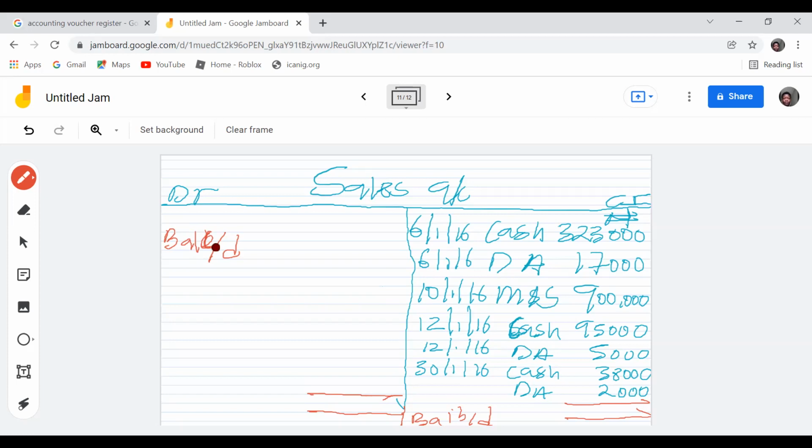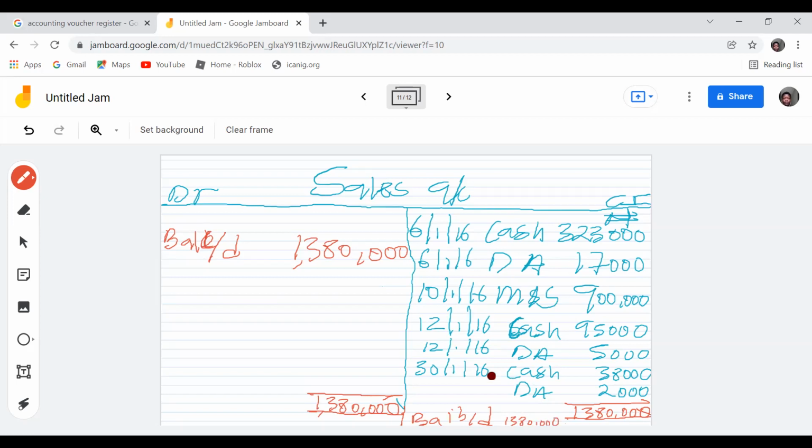Let's point our calculator. 232,000, 17,000, 900,000, 95,000, 5,000, 28, 2,000. And that will give us the total. We are also going to bring it down here, 38. Then you also bring it down here as balance.